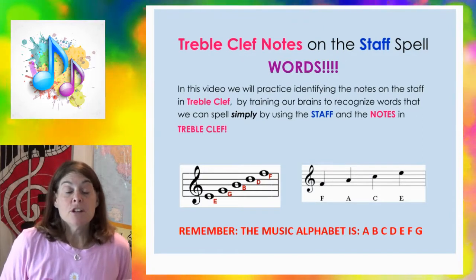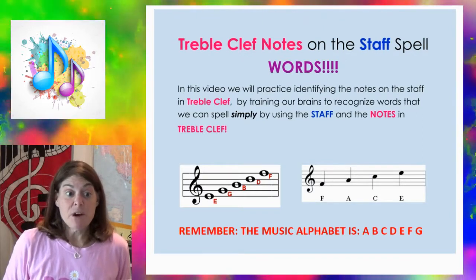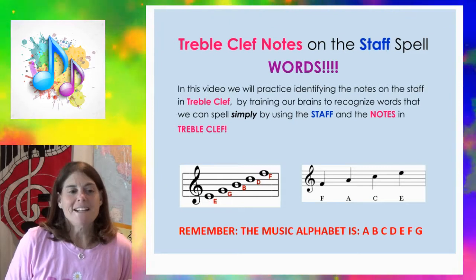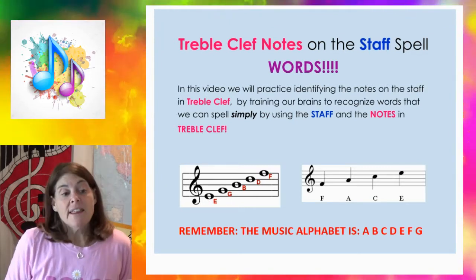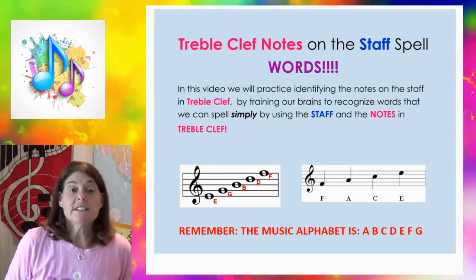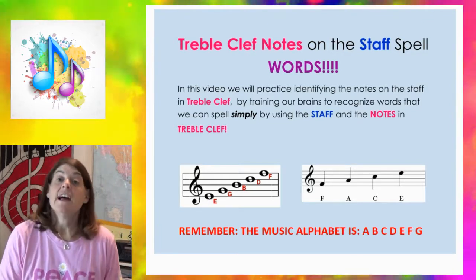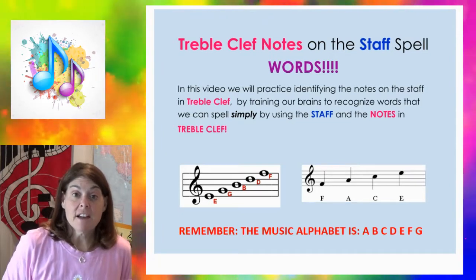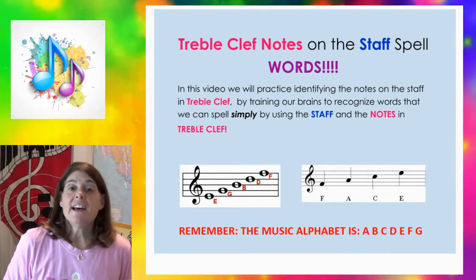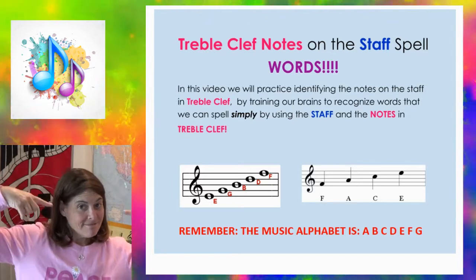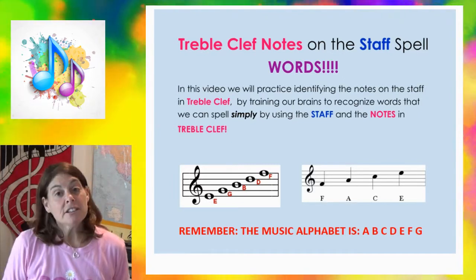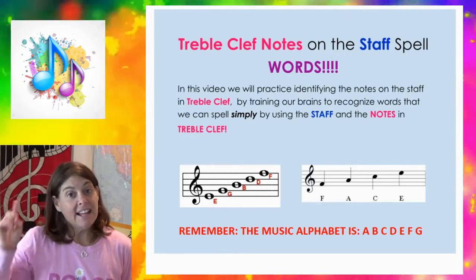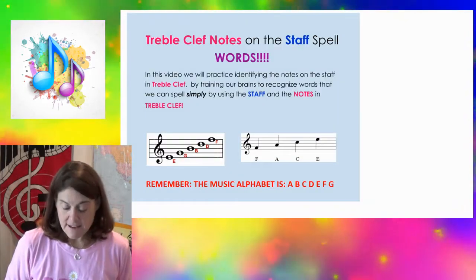Okay, so, treble clef notes on the staff spell words. In this video, we will practice identifying the notes on the staff in treble clef by training our brains to recognize words that we can spell simply by using the staff and the notes in the treble clef. And as you see on your screen, remember the line notes have the mnemonic device, every good boy does fine, from bottom to top, and that the space notes spell face. Remember also that the music alphabet is A, B, C, D, E, F, and G. Don't forget. Here we go.